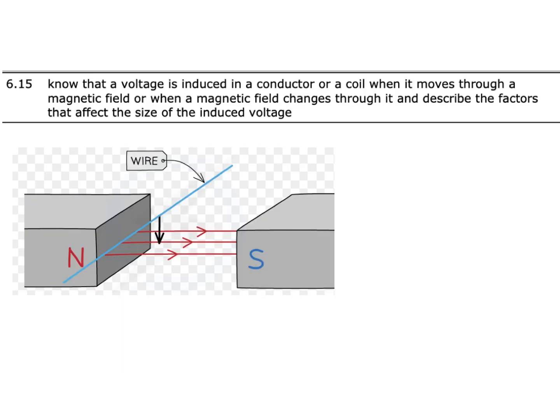So our first spec point is 6.15. Know that a voltage is induced in a conductor or a coil when it moves through a magnetic field or when a magnetic field changes through it, and describe the factors that affect the size of the induced voltage. The way that this is normally expressed in GCSE physics is that we have a wire moving through a magnetic field. Now, when a wire moves through a magnetic field, it cuts through the field lines.